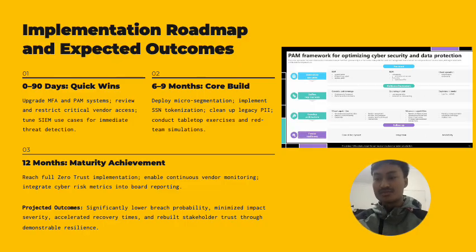By the 12 month mark, we aim for full maturity: implementing zero trust, continuous vendor monitoring, and integrating cyber risk reporting into board-level oversight. So the projected outcomes are clear: lower breach probability, faster recovery times, minimized impact severity, and stronger stakeholder trust, building a demonstrable resilience.